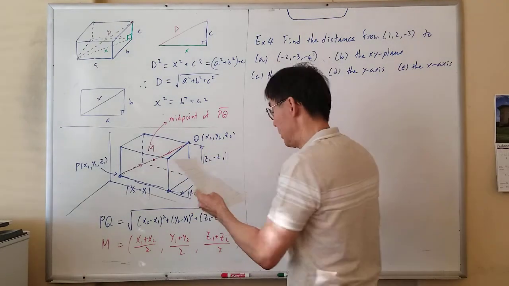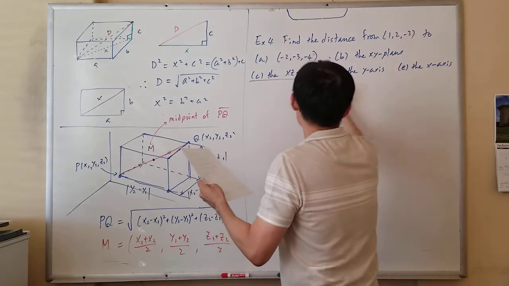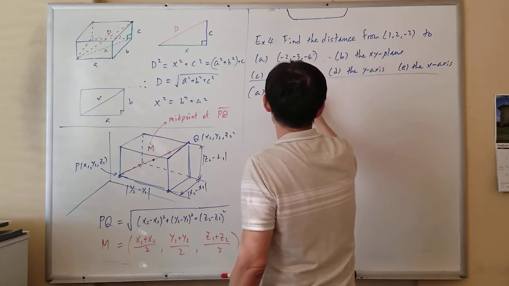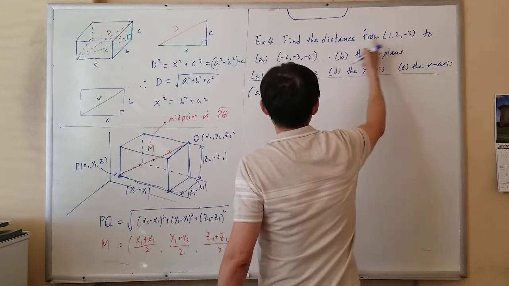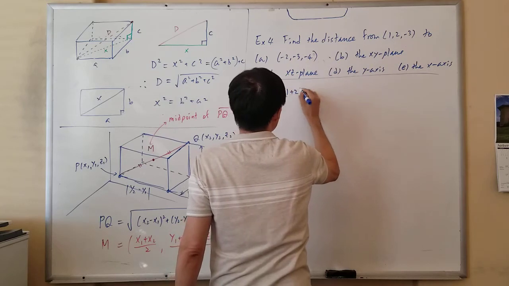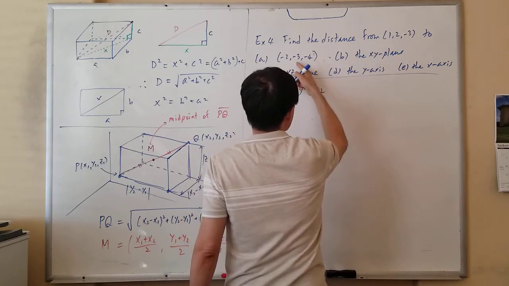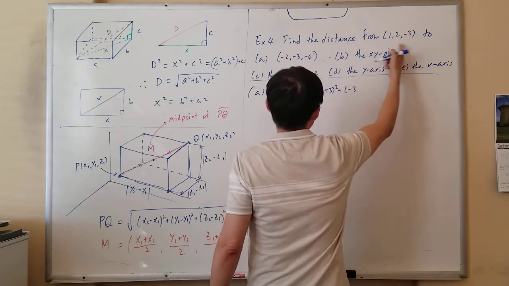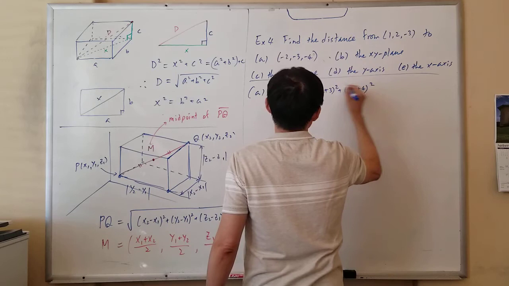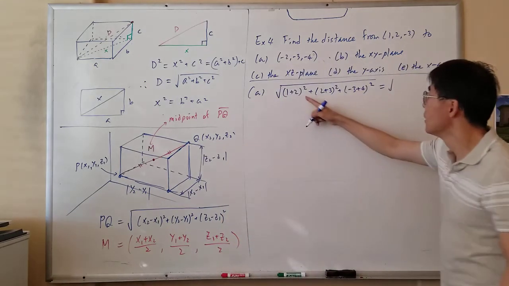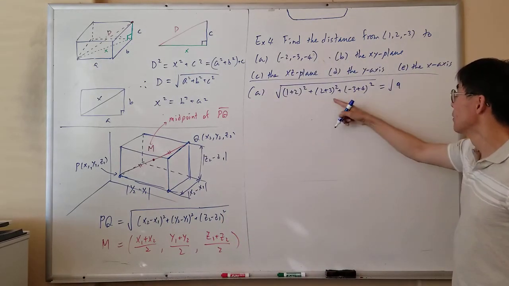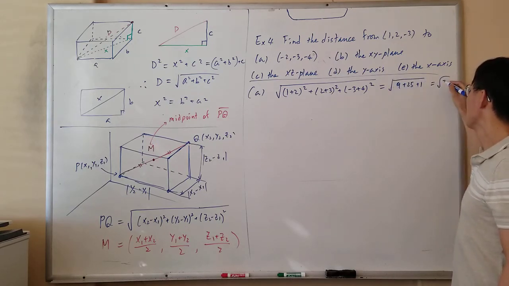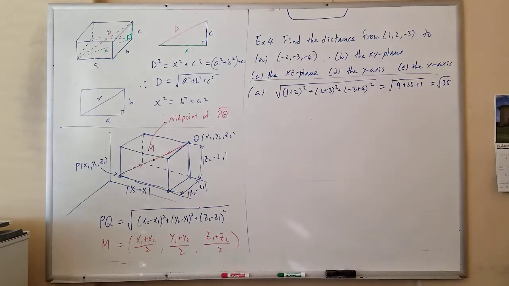Well, let's see. A is easiest. Just the distance formula. That distance is the x coordinate difference, 1 minus minus 2, so 3 squared; 2 minus minus 3, so 5 squared; minus 3 minus minus 4, so 1. So what do you have? 3 squared, 9. 5 squared, 25. Plus 1. So 35 inside, square root of 35. Okay?